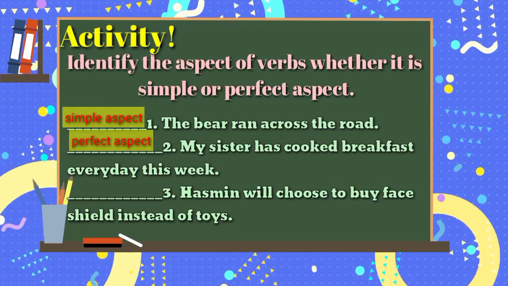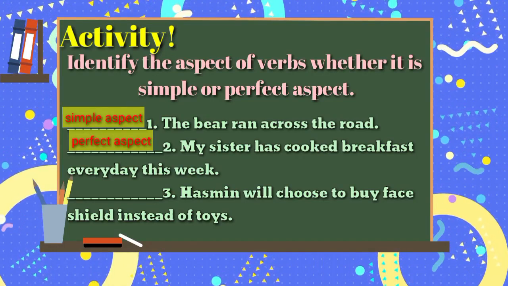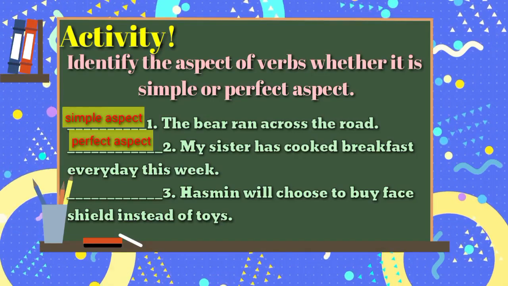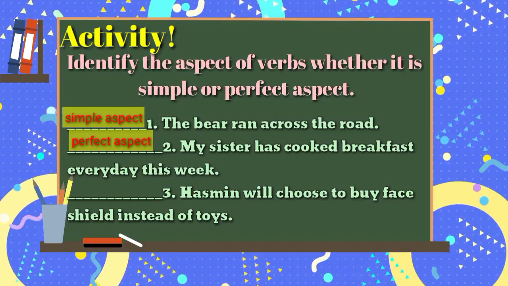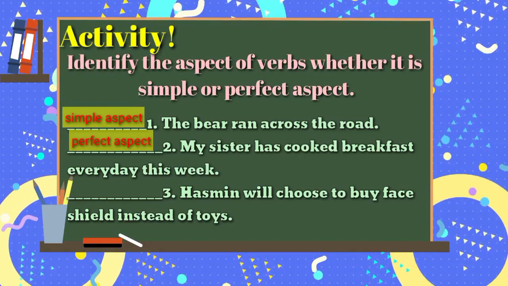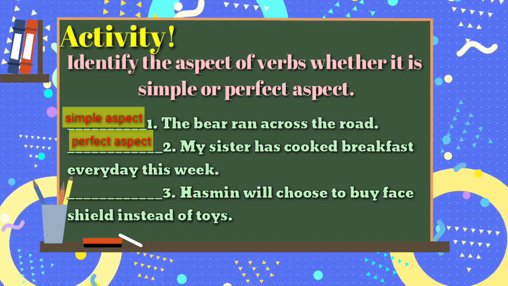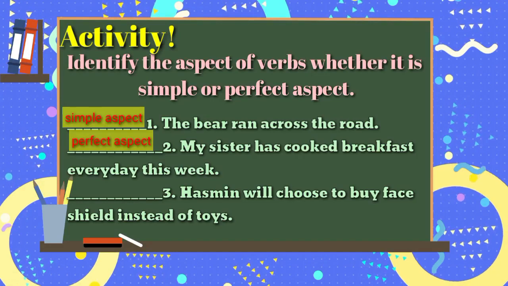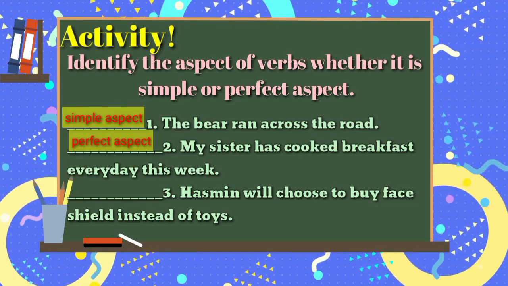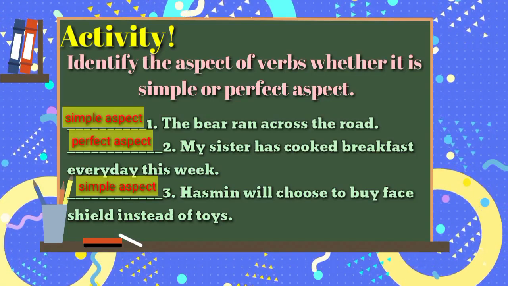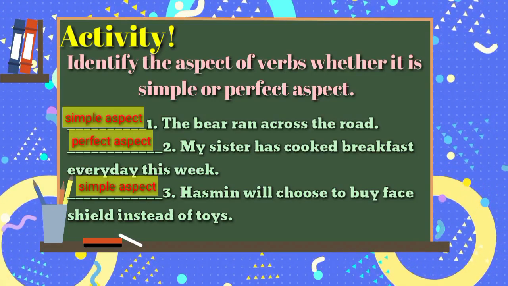In number 3, the sentence, Hasmin will choose to buy face shield instead of toys. What is your answer, learners? Fantastic! The sentence expresses an action that will happen in the future, and it falls under simple aspect, which is the simple future tense.